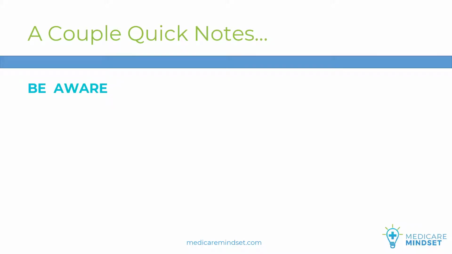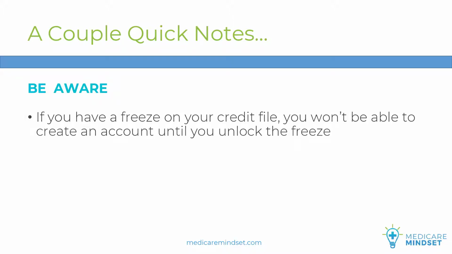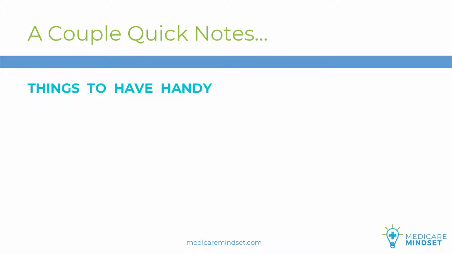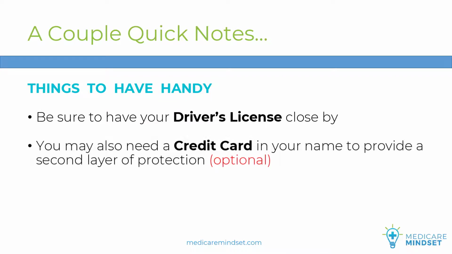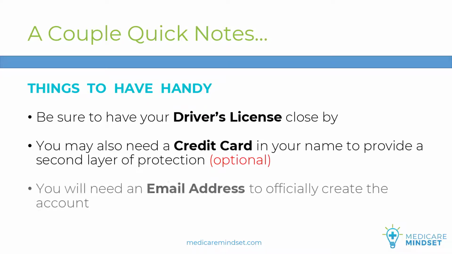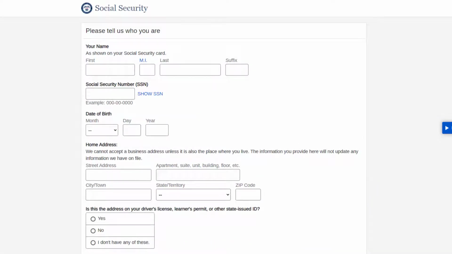A couple quick notes before we proceed. If you have a freeze on your credit file, you won't be able to create an account until you unlock those features. Taking care of this ahead of time will save you a lot of time and hassle. As far as information you'll need to reference to create the account, be sure to have your driver's license close by. You also might need a credit card in your name to provide a second layer of protection. We'll talk about that later. And lastly, you'll need an email address to officially create the account. Okay, back to the account creation.